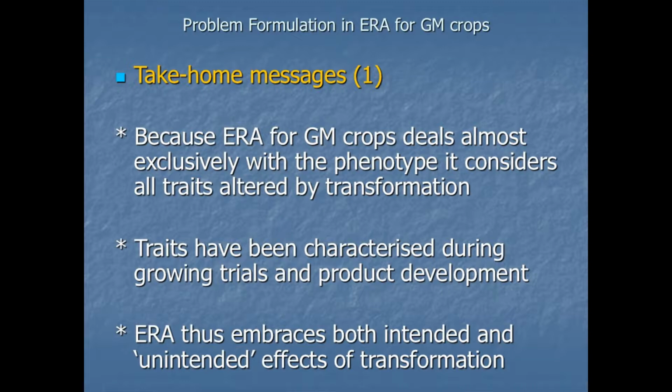Environmental risk assessment considers all the traits altered by transformation. So these traits have been characterized, of course, as we've heard, during this long process of growing trials and product development. Whatever the information's been collected for, whether for agronomic performance or to test some specific idea, there's a lot of data to enable us to look at the traits that we're interested in. And therefore, environmental risk assessment, which starts with the environment, I should probably say this several times, and not the plant, thus embraces both intended and unintended effects of transformation.